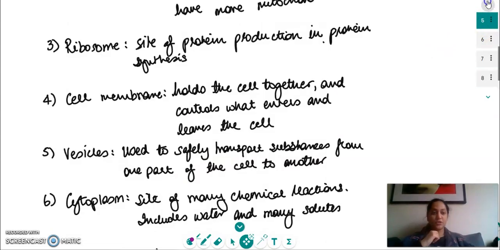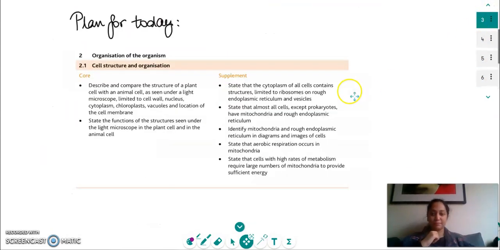So let's review what we have learned today. So today we have learned cellular structure and organization, and we have described the different kinds of subcellular organelles that exist in animal cells and in plant cells.